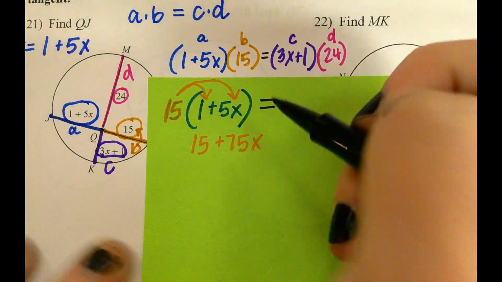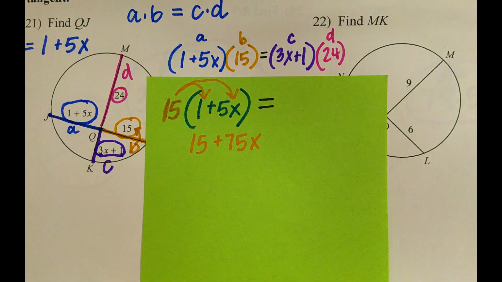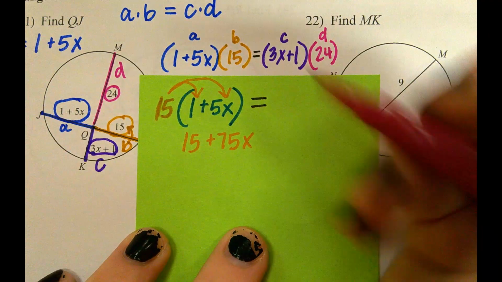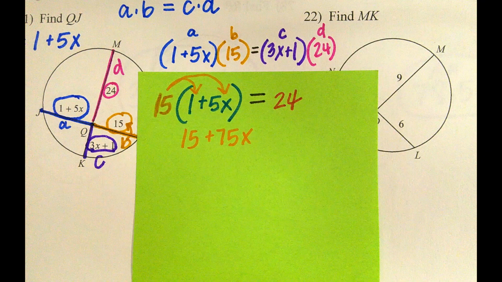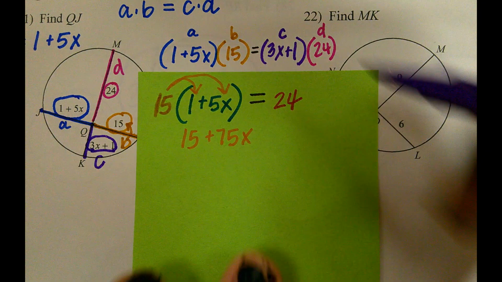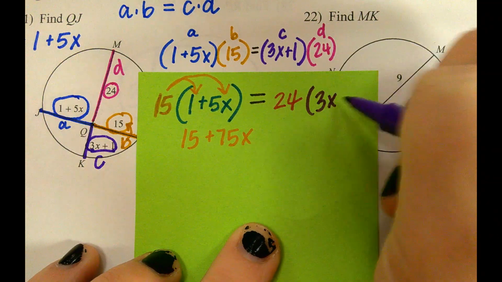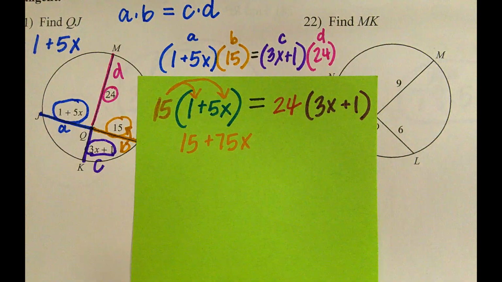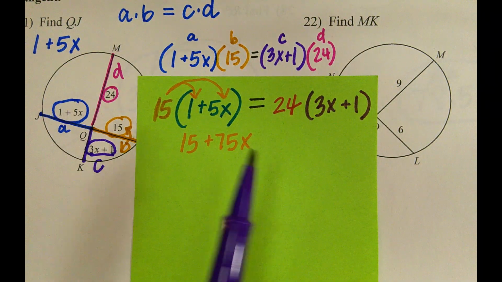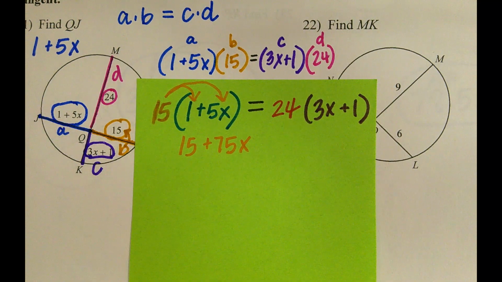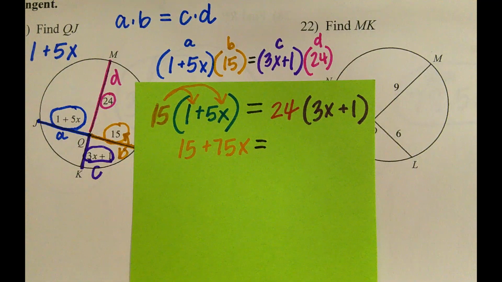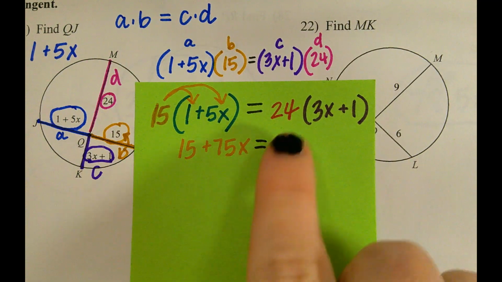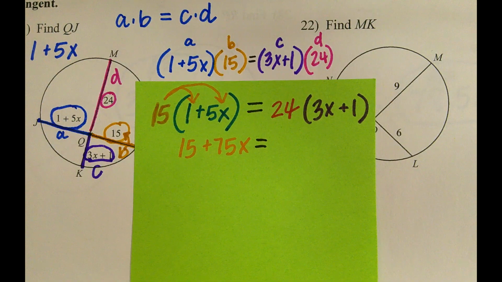So I'll bring down equals. And then I'm going to flip-flop these again just because it looks a little better in my brain. 24 times that 3x plus 1. So I've got one side of my equation multiplied and distributed. When somebody else gets this second half, tell me and we'll add it in.